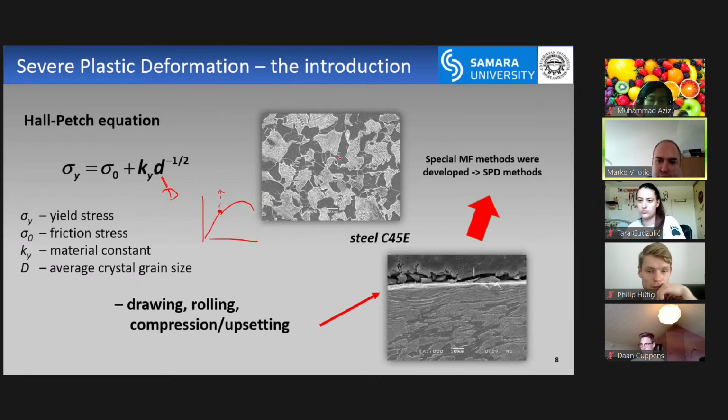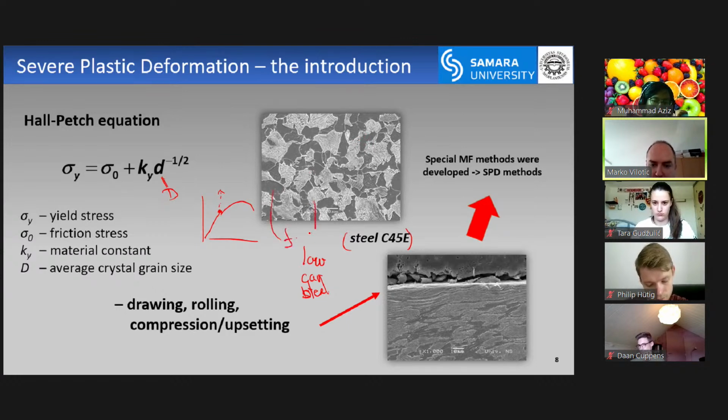So in these two images, it's actually the same material, steel C45E. It's a low carbon steel. And this is, let's say, the initial microstructure of the bright drawn material. So this is ferrite and this is pearlite.